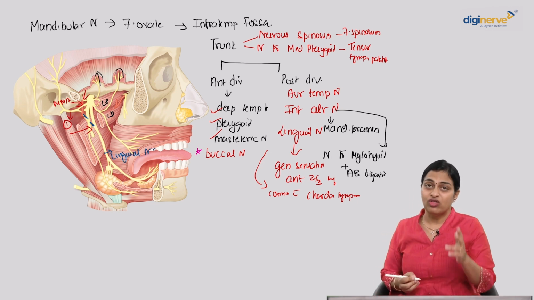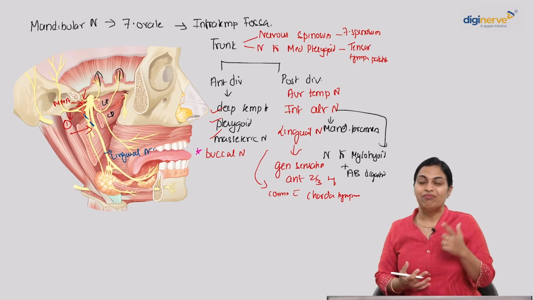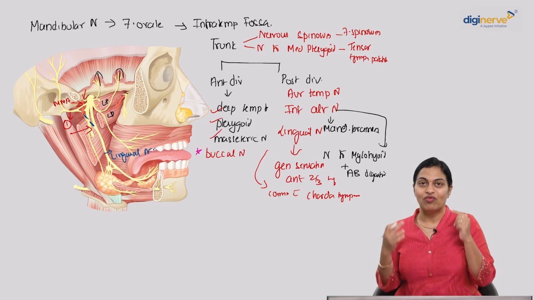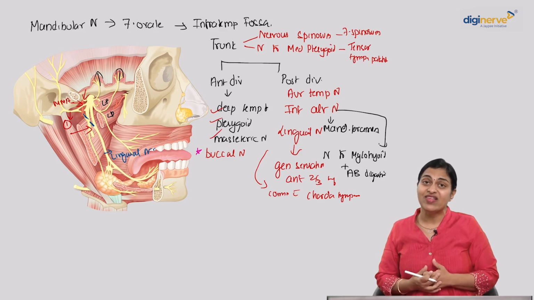Two functions of chorda tympani handed over to the lingual nerve. What is it? The preganglionic secretomotor fibers for the submandibular and sublingual salivary gland. And then taste sensation from the anterior two-thirds of the tongue.